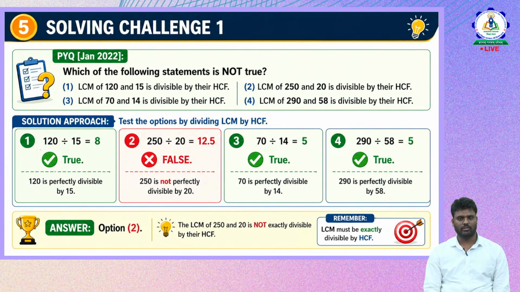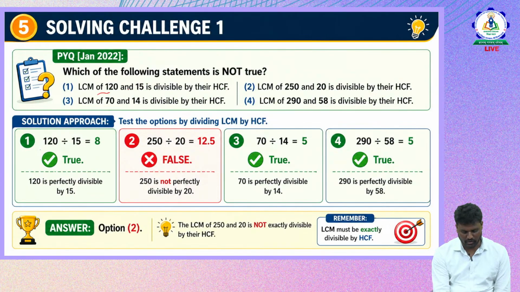Okay, so let us take statement 1. LCM of 120 and 15 is divisible by their HCF. There are two numbers involved here, 120 and 15. How can you say which is the LCM and which is the HCF? Let us go back. HCF means lowest powers, and LCM means highest powers. So 15 is the smaller number, so that becomes our HCF, and the larger number will become the LCM here.